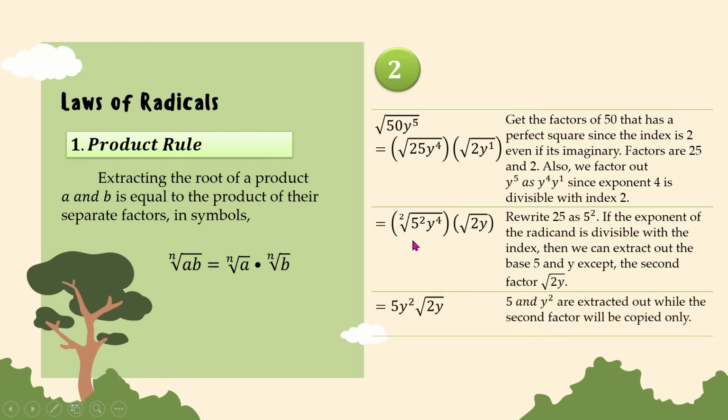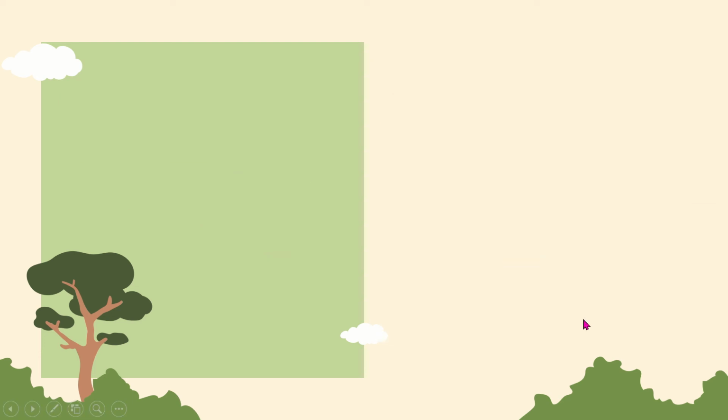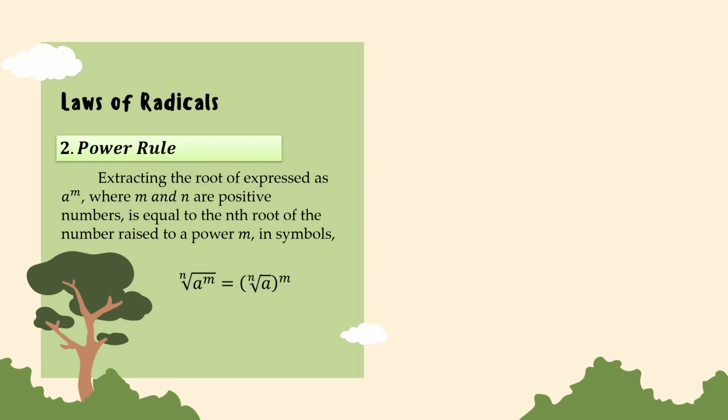Okay? So, what will happen? The 2 and 2 cancel, and 5 comes out. Then, the exponent of y, which is 4, we divide by 2. So, 4 divided by 2 is 2, giving y squared. What remains is the second factor, square root of 2y. 5 and y squared are extracted out while the second factor will be copied only. Okay, we're done with the first law of radicals.